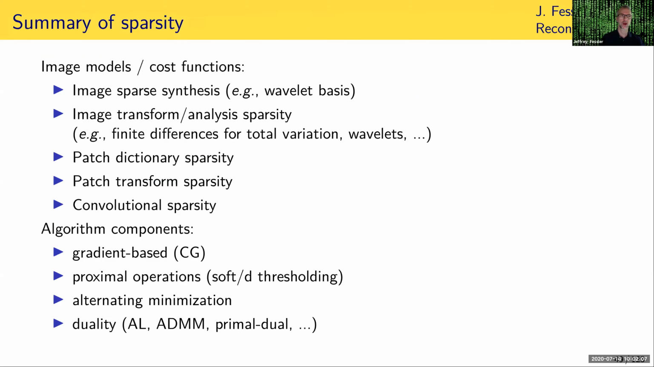All right, so to summarize, we talked about both sparsity from a synthesis and analysis point of view, and then we did the same thing with patches, and the same thing with convolutional models. You see the recurring theme in the algorithms here was alternating minimization using conjugate gradient for the smooth part, the quadratic part, and then some kind of proximal operations like soft thresholding for the non-smooth part, and using duality methods if we need to for some of the more complicated regularizers.